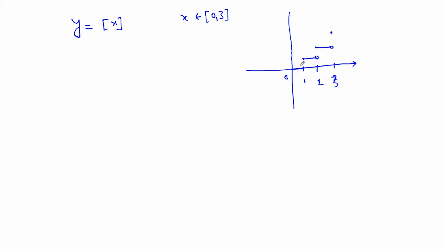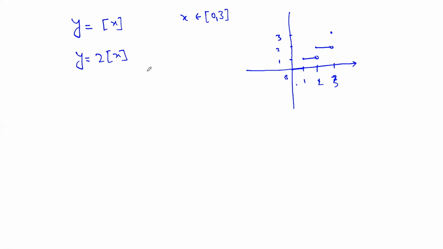So when x is lying between 0 to 1, we are getting the graph as 0, right? When the value of x is going from 1 to 2, the value of y is 1 only. For 2 to 3, we are getting 2, and exactly for 3, we are getting 3. But we have to find y is equal to twice the greatest integer of x.